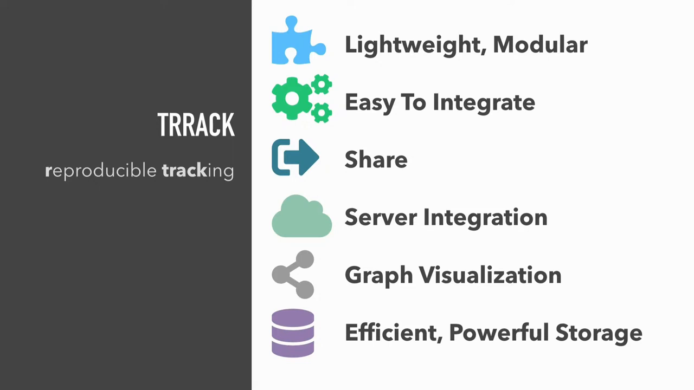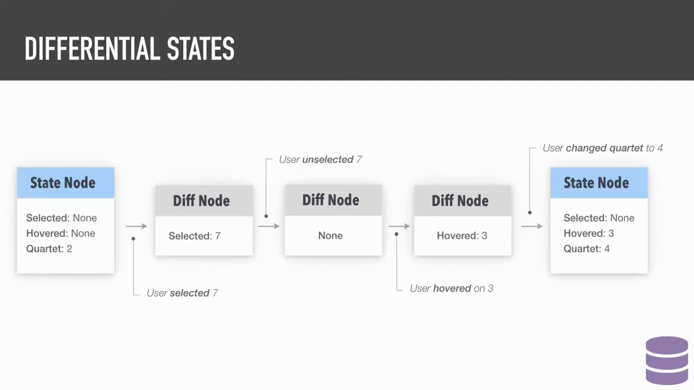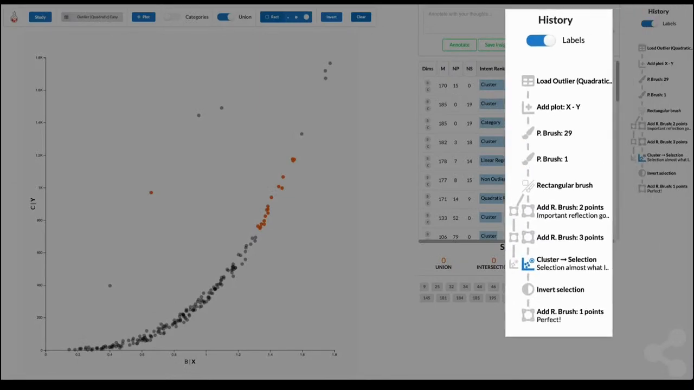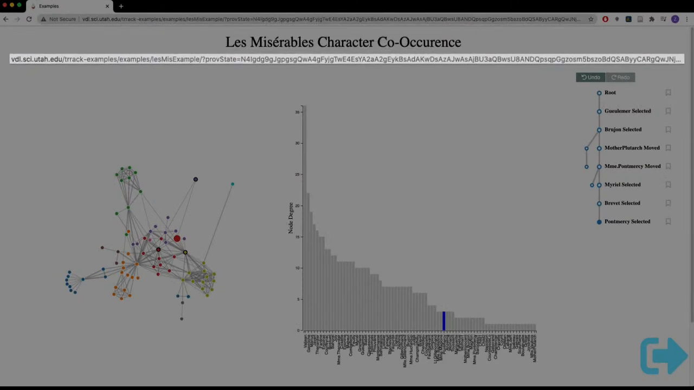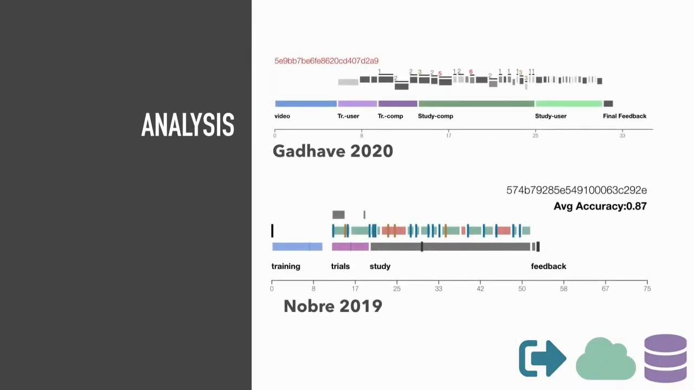In this presentation, we introduce a provenance library, Track, which makes implementing provenance in web-based tools easy. Track introduces a novel storage model for web-based provenance tracking and has an associated history visualization, which can be fully customized. Track also contains multiple ways to save and share individual states or entire sessions of an application and ensures that explored data is easy to analyze in interesting and unique ways.